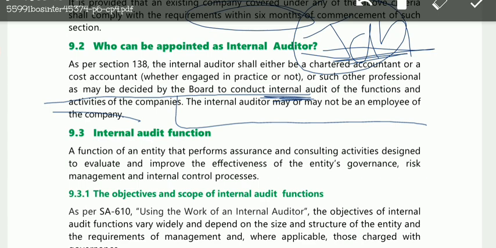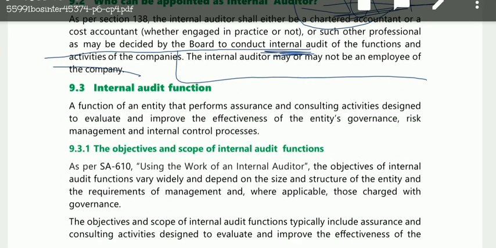Now the third topic talks about the internal audit function. What does an internal auditor do? He simply performs assurance and consulting activities. Assurance that the controls are working properly, and consulting activities: where he finds that something is lacking, he can consult on it. So an internal auditor performs assurance and consulting activities designed to evaluate and improve the effectiveness of the entity's governance, risk management, and internal control processes.